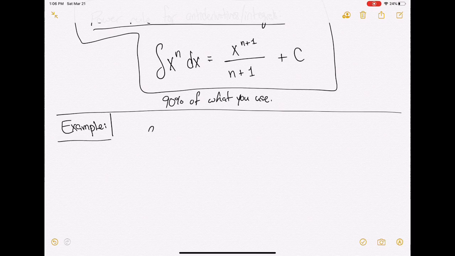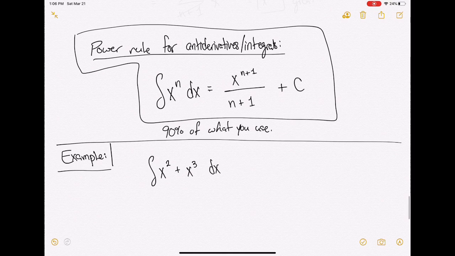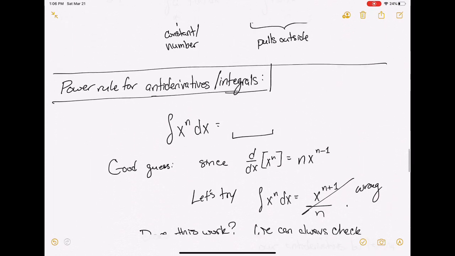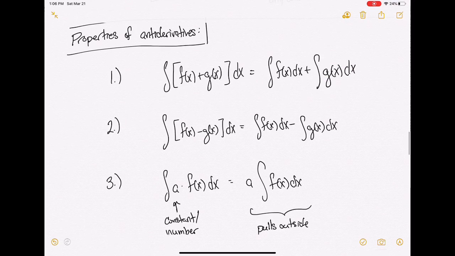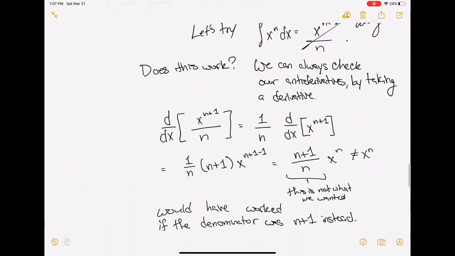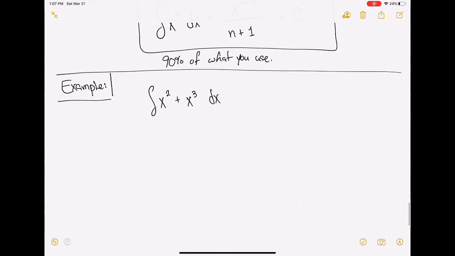So we'll apply it in the case of, let's do x squared plus x cubed dx. I'm going to jump up really quick to here, the properties of antiderivatives, and we have this plus property, right? The antiderivative will distribute over addition. And so here when we're working with x squared and x cubed, it's just like derivatives. We work piece by piece.